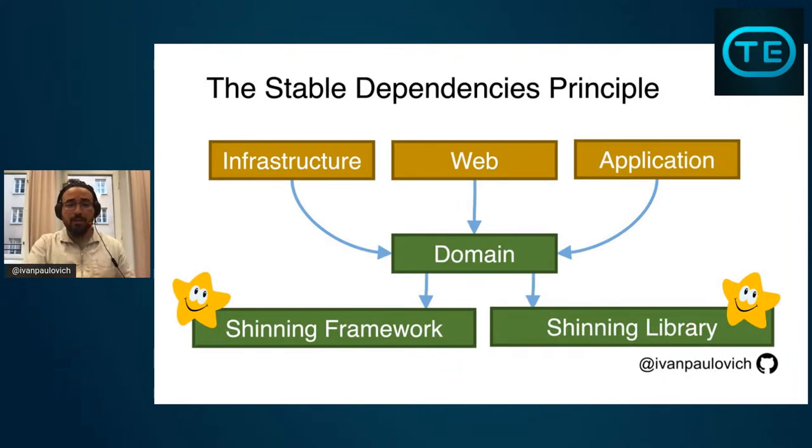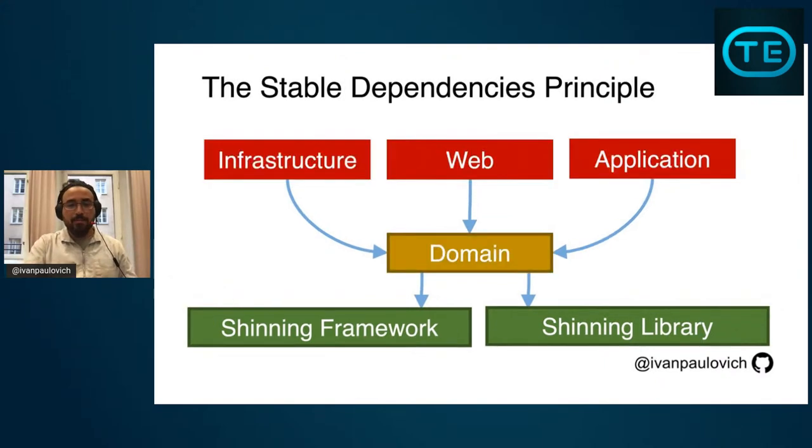But the first pitfall that I've seen in many cases is to add shiny frameworks and shiny libraries to the domain, because then the domain becomes unstable. And if you have an unstable component as a dependency of everything else, that instability and rigidity will propagate everywhere. Because then those components will become more unstable than they should.